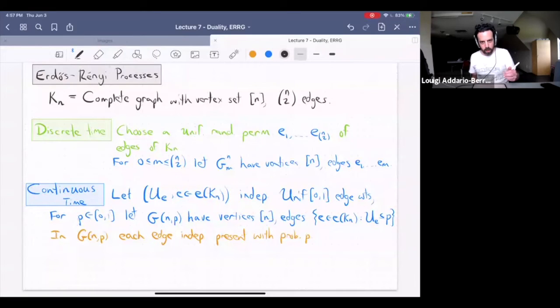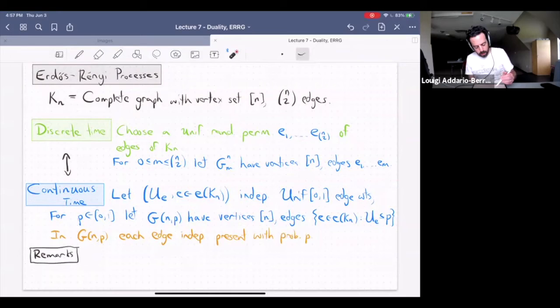As I said, I won't say much about the discrete time model. So let me just make a couple of quick remarks connecting the two. By the way, in the discrete time model, you go from the empty graph to the complete graph as m ranges from 0 to n choose 2. In the continuous time model, as p increases, more and more edges will have their weight at most p, and so you go from the empty graph to the complete graph as p ranges from 0 to 1.